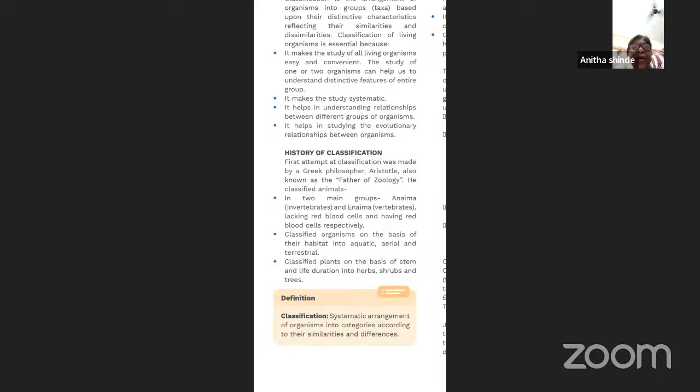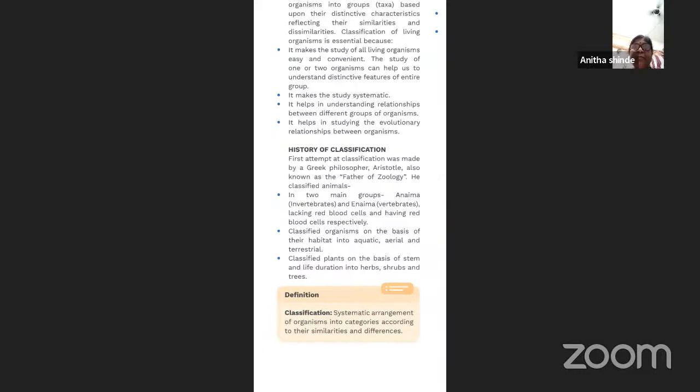Next, he also classified the organisms on the basis of their habitat. First was based on the presence or absence of red blood cells. Second, he classified the animals based on their habitat. Some animals live in water, some live in the air, and some live only on land. So based on their habitat, he classified the animals into groups like aquatic animals, aerial animals, and terrestrial animals.